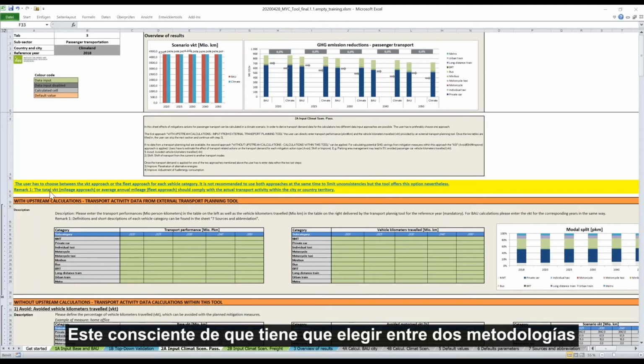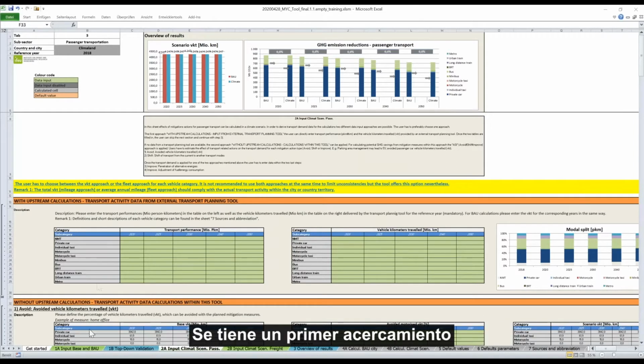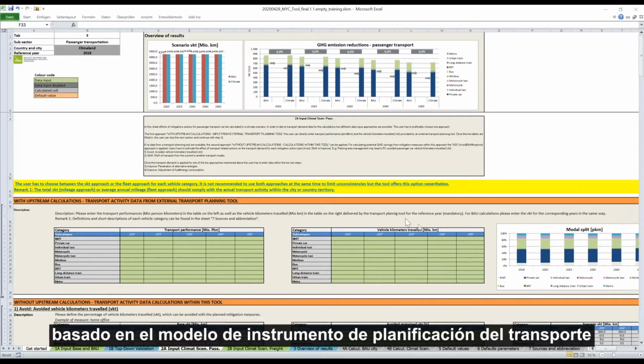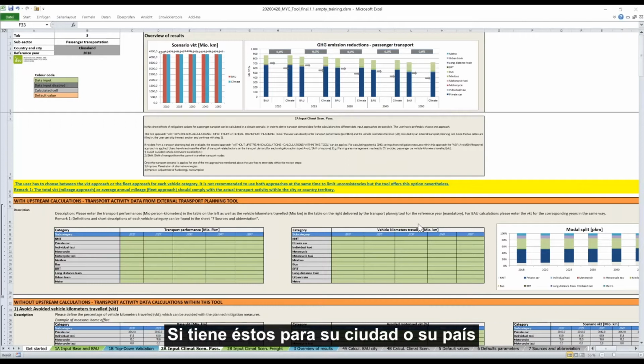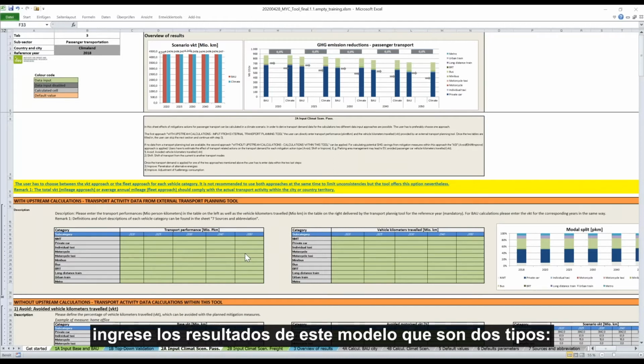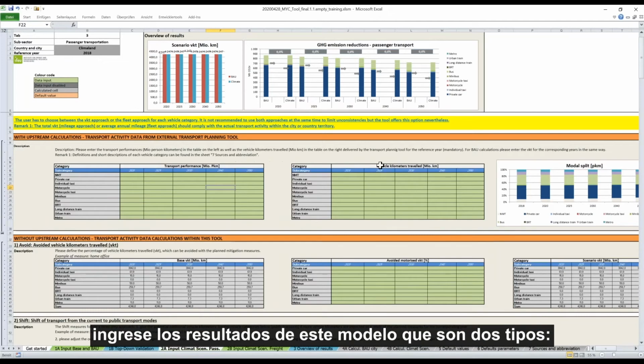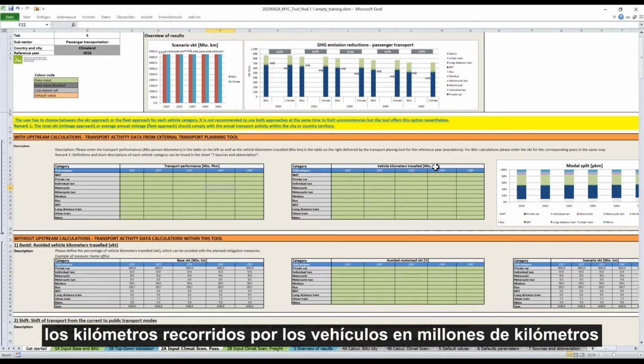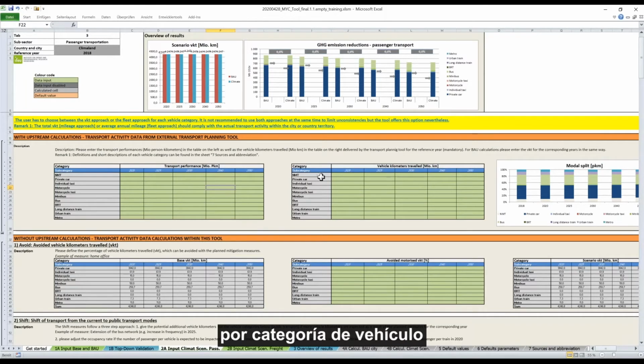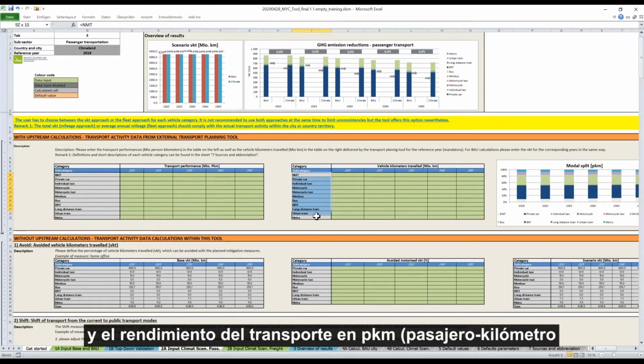Be aware that you have to choose between two methodologies, as it was the case for input-based and BAU in tab 1A. You have one approach that is based on a transport planning tool or model. If you have those for your city or your country, please just enter the results of this model, which are actually two of them: the vehicle kilometers traveled in million kilometers for each of the different categories that you have, and the transport performance in million passenger kilometer you can enter in this table.